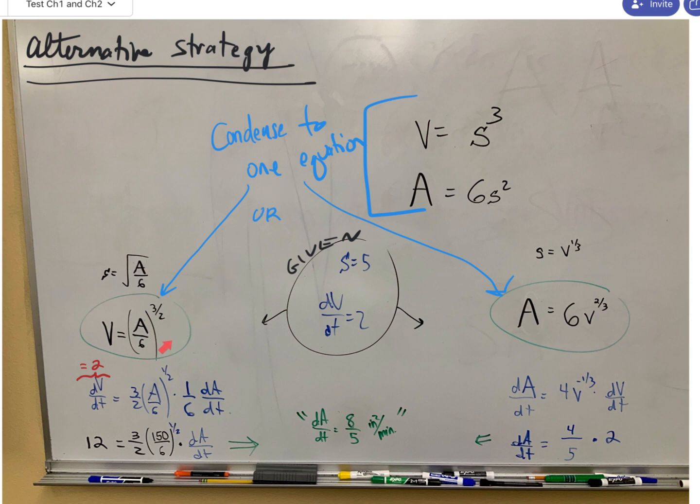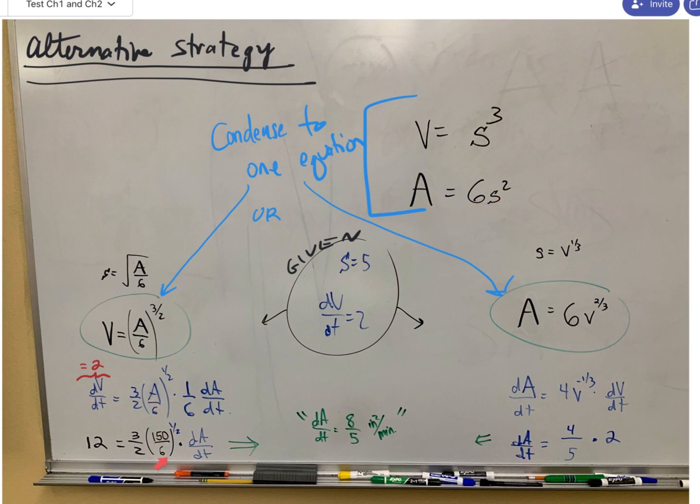All right, so we need the derivative with respect to t. So dV/dt here, which is 2, is equal to the derivative with respect to time of the right side, which is 3/2 times (A over 6) to the 1/2, times the derivative of the inside, which is 1/6 dA/dt. Now, if we multiply both sides times 6, this 2 becomes 12, and we need a value for the surface area. Well, if the side is 5, then the surface area is 150.